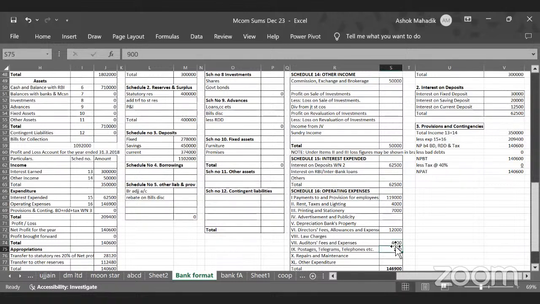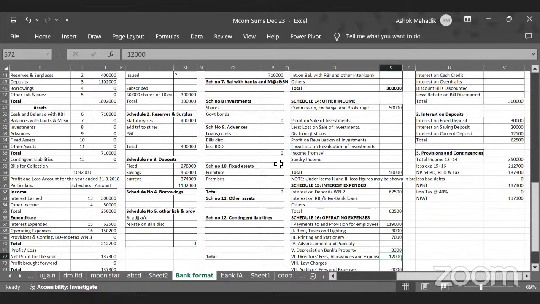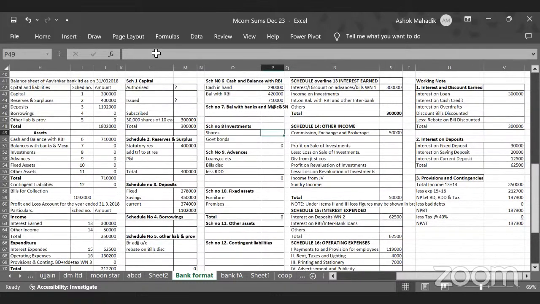Then we have depreciation 3,300. Depreciation 3,300. Then investment in shares. So investment is schedule number 8, right? So investment in shares, yeah. We have share interest of other companies. So what is the value of shares? 84,000.